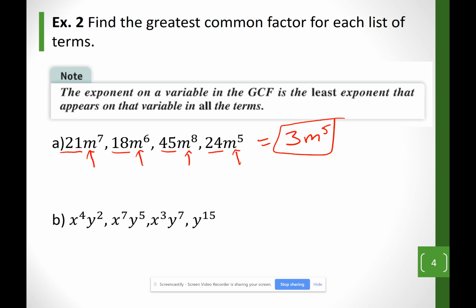Now, for B, I have no numbers. Now, when it comes to x's, I see these 3 terms have an x, but not the last one. So there's no x term because it has to be in all of them. Now, when it comes to y, the smallest exponent that I see is y to the second.